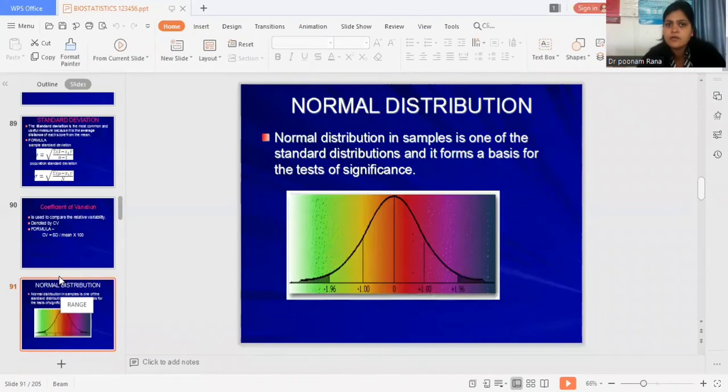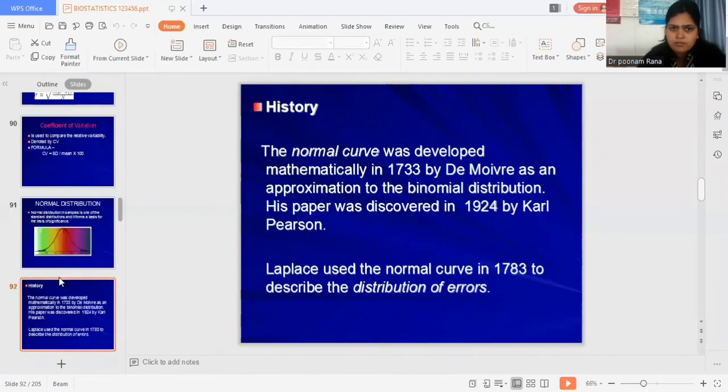Now comes the normal distribution curve. It is also known as the Gaussian curve or Gaussian distribution. The normal distribution is one of the standard distributions and forms a basis for tests of significance. When data is collected from a very large number of people and the frequency distribution is made with a narrow class interval, the resulting curve is smooth and symmetrical and is called a normal curve.